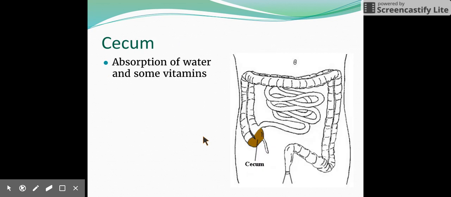So the first section of the large intestine is the cecum. And if you look here, I don't love this picture because the cecum should actually be up here. It should actually extend up here to where the ileum is coming in and attaching to the large intestine. So it should be like this little bottom edge here. This is the cecum. And it is the first part of the large intestine. So you're going to see a lot of water and vitamins being absorbed here.